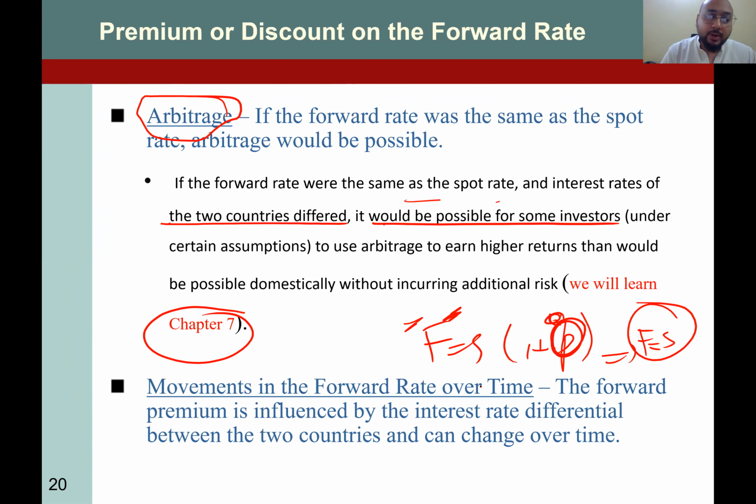So, movements in forward rate over time. The forward rate premium is influenced by the interest rate differential, right? Arbitrage: if there is zero premium between the forward and spot, it means after 1 year, if the spot rate is 1.7, the forward is also 1.7. The countries with a higher interest rate, money will flow to there. And governments can use that technique as well to attract foreign investment for short-term purposes.